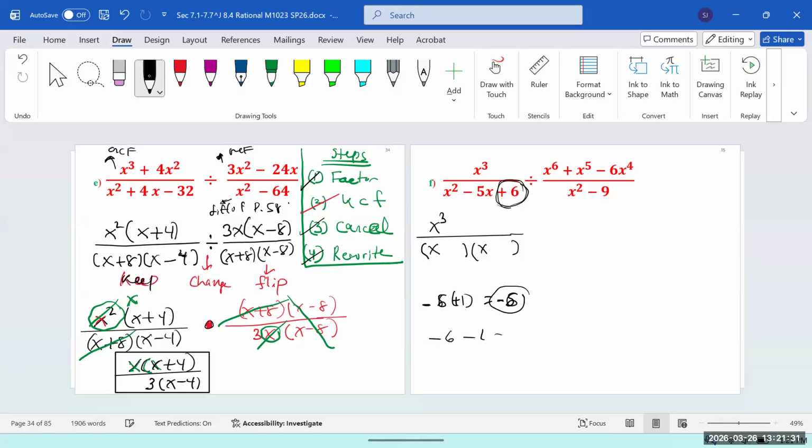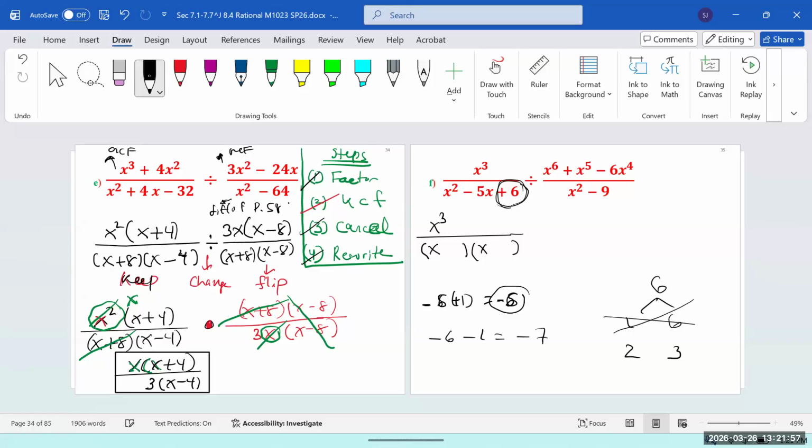Negative 6 minus 1 is going to give you negative 7, but we have negative 5. That means 6 and 1 are not going to work. What are the choices you have? 6 is 1 times 6, but it doesn't work. How about the other factors? What other factors do you have for 6?